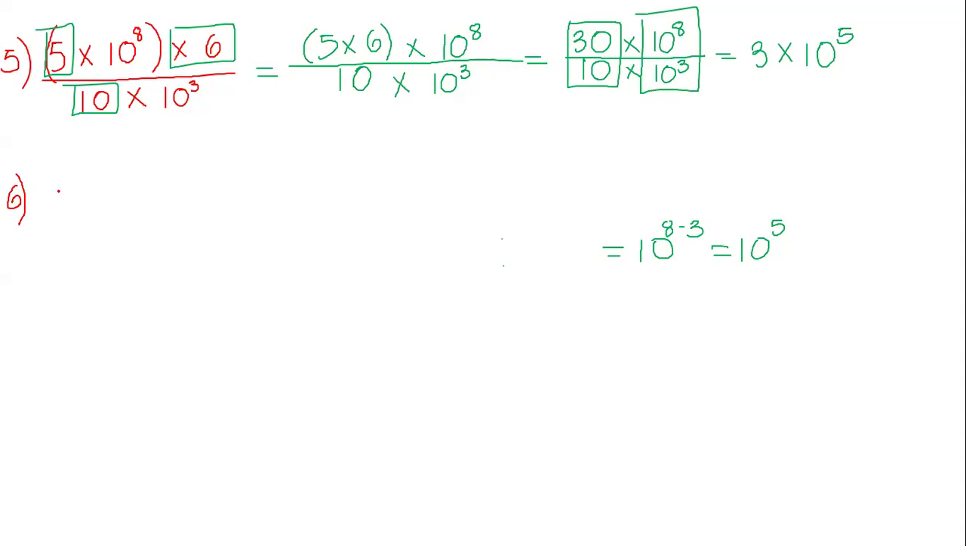Okay, let's do another one. So let's say we have 3 multiplied by 10 to the power of 5, close, multiplied by 4, all over 6 times 10 to the power of 2. All right, Empress, what are we gonna do at this point? What's the first thing we're gonna do, Empress?